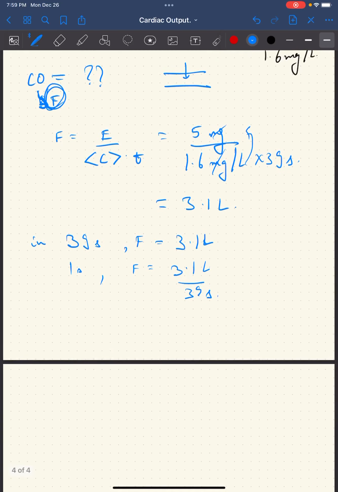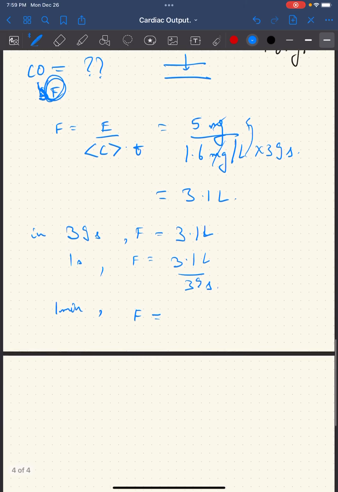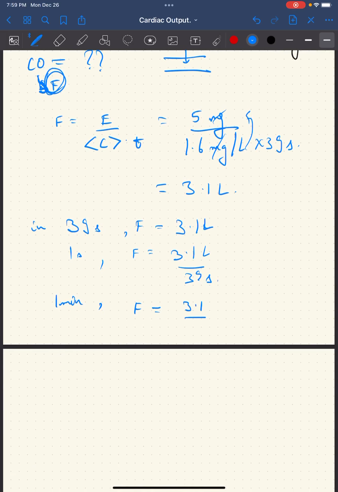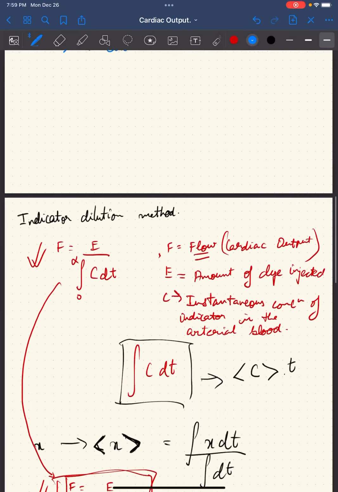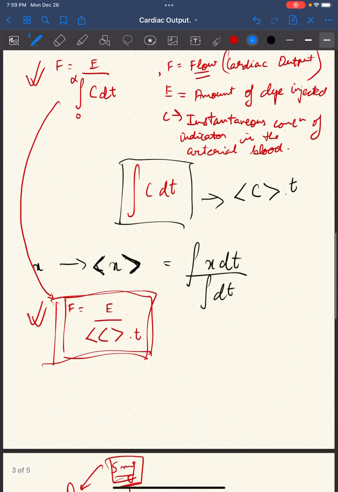Right, and in 1 minute, what will be the value of flow? It will be equal to into 60, right? 60 seconds. So which gives our cardiac output to be equal to 4.7. I hope indicator dilution method is clear with you all, right?